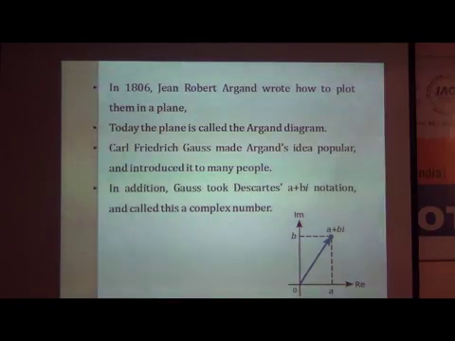And also, you know, Descartes was the one who introduced the notation a plus bi. Descartes, you know, is famous for one other purpose. Why? The usual Cartesian coordinates that we use are due to Descartes.